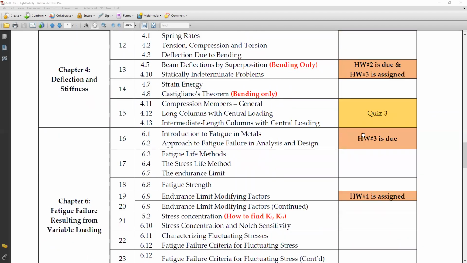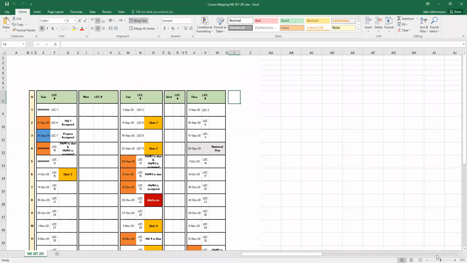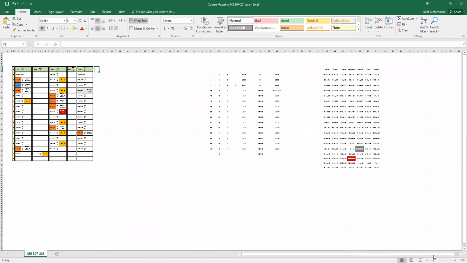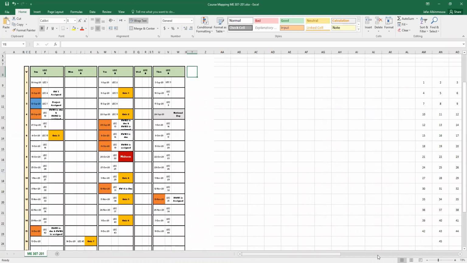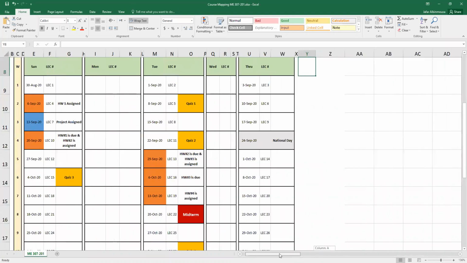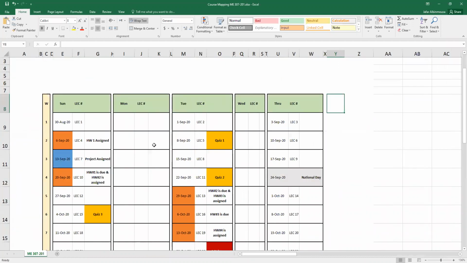Let me show you something very quickly. If you want, I can share this with you on Blackboard. What you see here, ya akhwan, is what I call the course mapping. It shows how I'm trying to be a little bit fair with you.